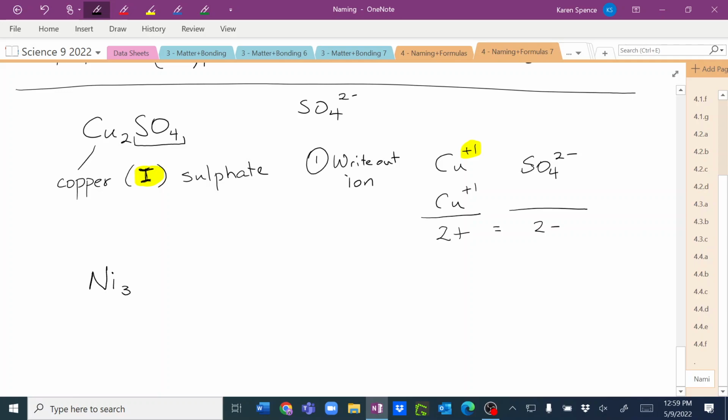Ni3 (PO4)2. Write out all the ions. How many nickels?